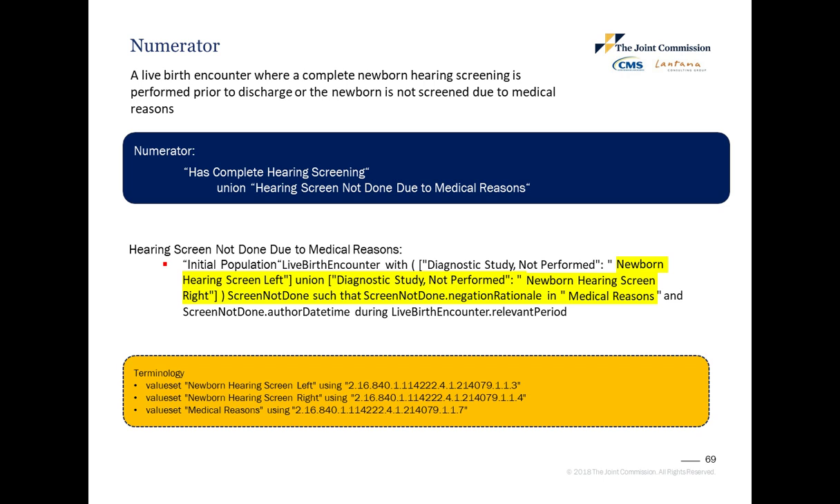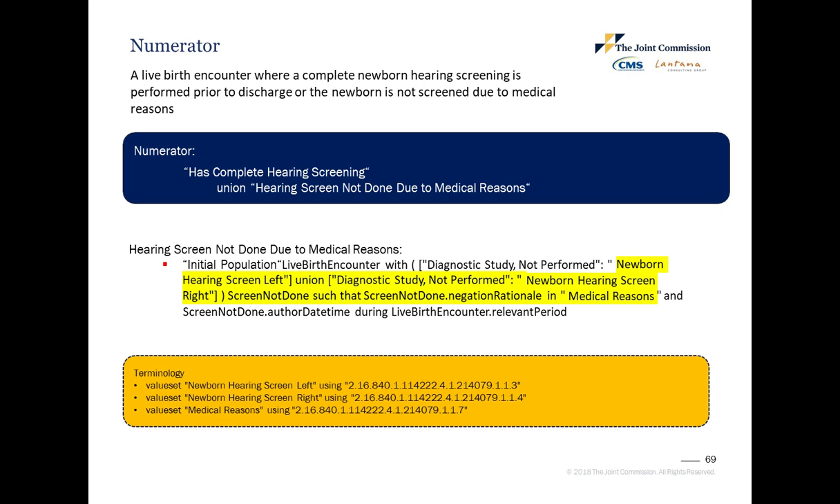The reason for using author date time here rather than relevant period is because relevant period requires both a start and stop time. Therefore, the author date time attribute is used in this measure because the start and stop times for hearing screenings are not always known. As previously stated, the union operator here means or, so either will meet the criteria.